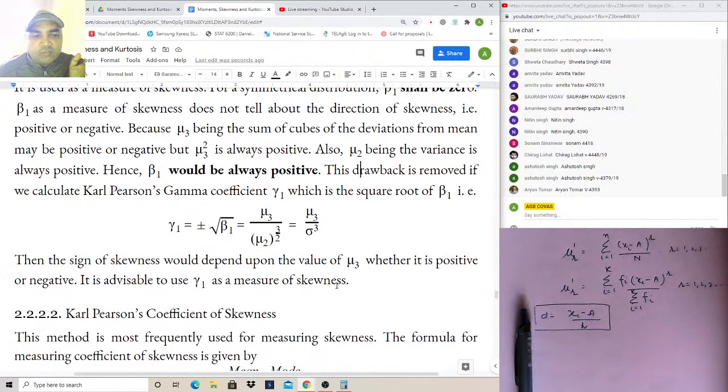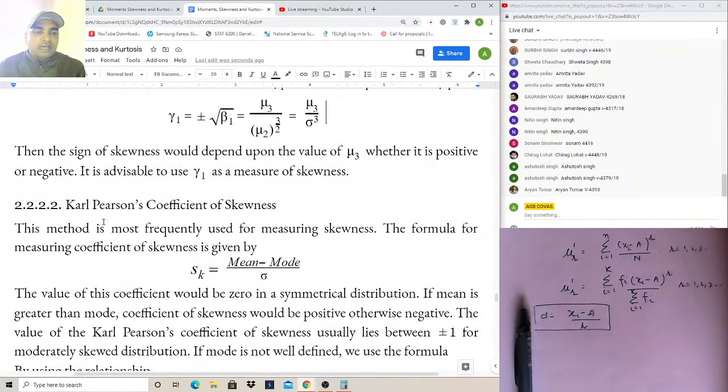So this drawback is removed if we calculate Karl Pearson's gamma coefficient. And what is that gamma coefficient? Gamma 1 is equal to the square root of beta 1. So it will be equal to the third central moment divided by the second central moment power 3 by 2. If you take this into account, now your positive and negative values will be reflected, and accordingly you can tell whether data is positively or negatively skewed.